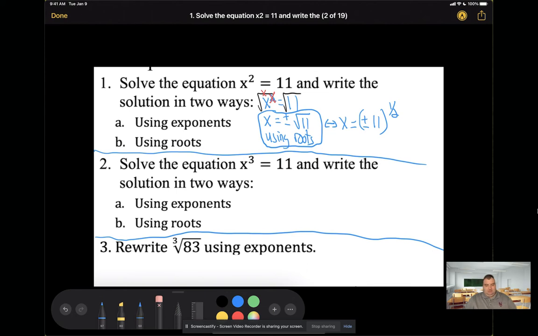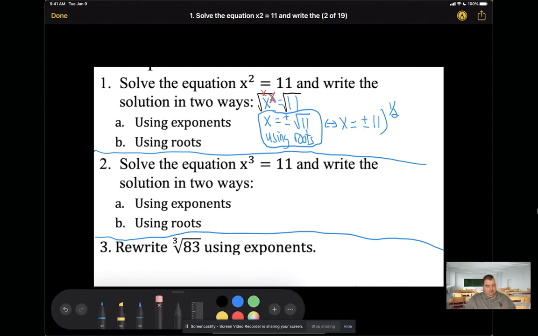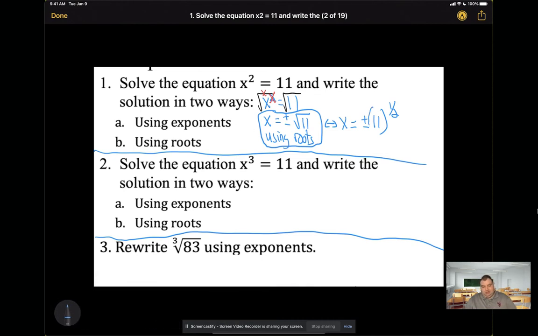And actually, if we want to be completely accurate, the parentheses should really be here. Positive and negative 11 to the power of 1/2. So this is the answer using exponents. So that's the answer to part A.